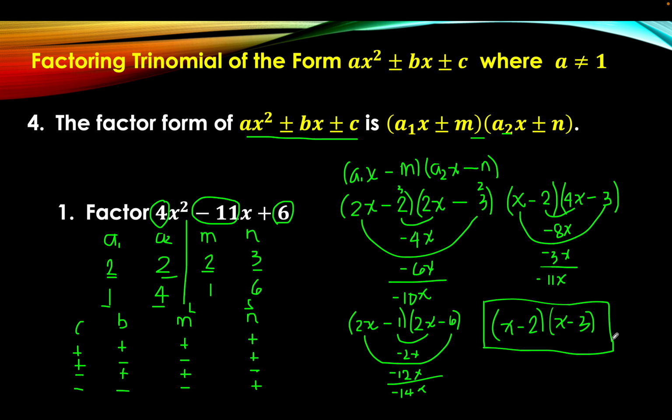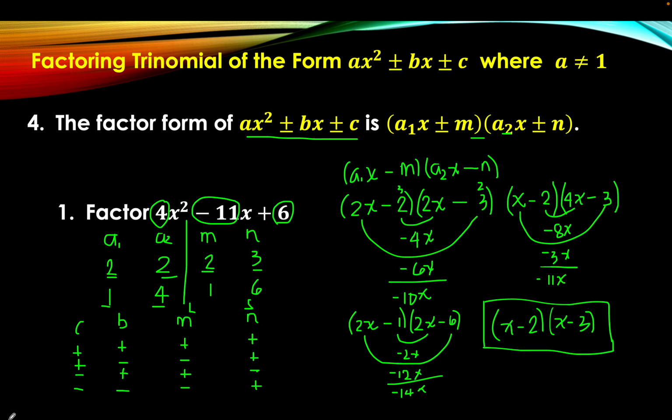This time, let's try solving the same trinomial by using an alternative method. In this method, first we're going to get the product of A and C. Then, we'll look for pairs of integers whose product is AC. Then, we'll choose a pair of integers whose product is AC and whose sum is B. So, let's start solving the trinomial using this alternative method.